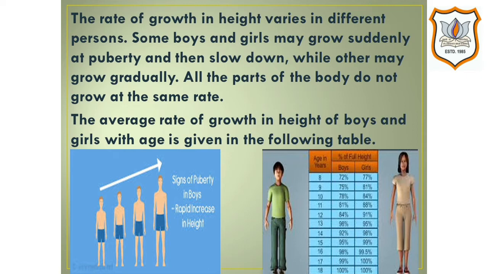The second and third columns of the above table tell us the percentage of full height that a person, a boy or a girl, has reached at the age given in the first column. For example, at the age of 10 years, a boy reaches only 78% of his full height, whereas a girl reaches 84% of her full height.